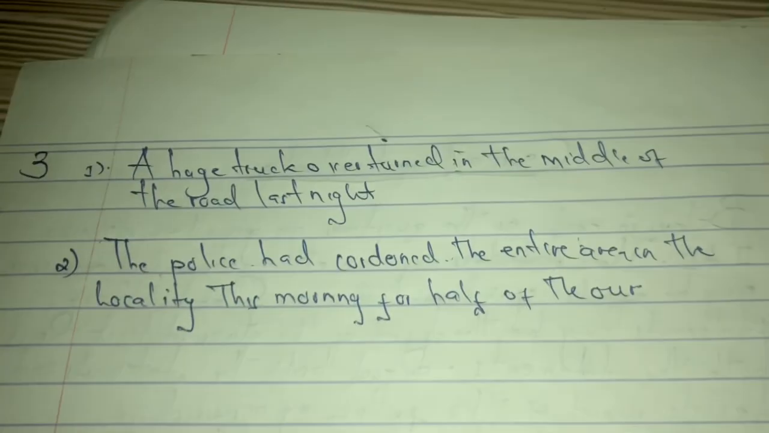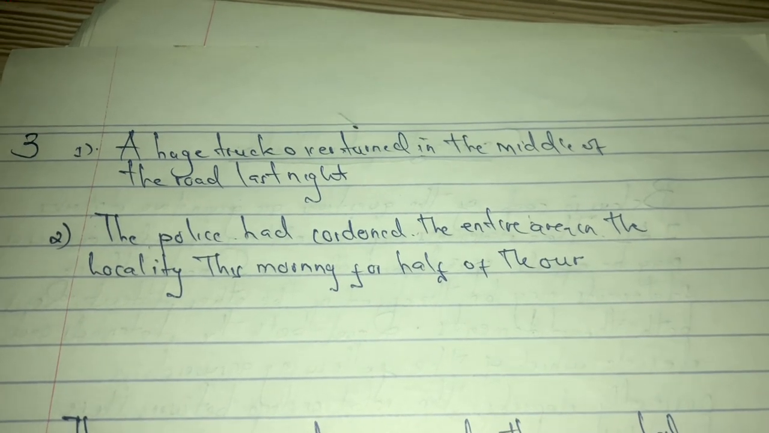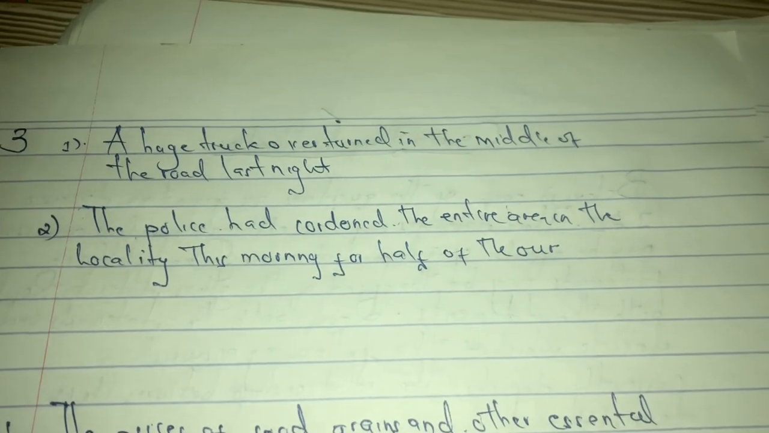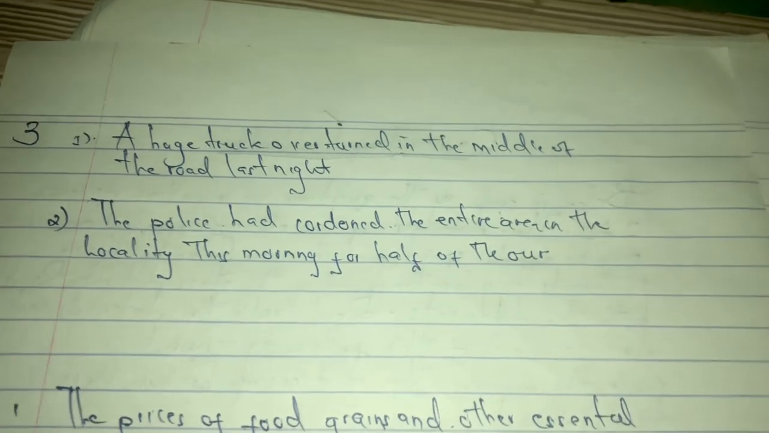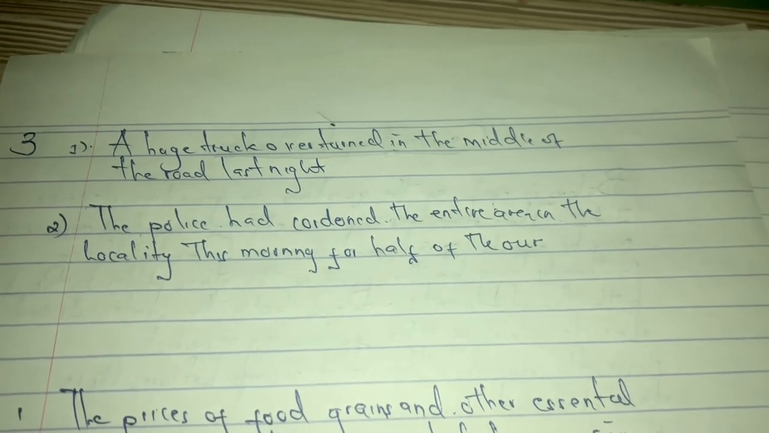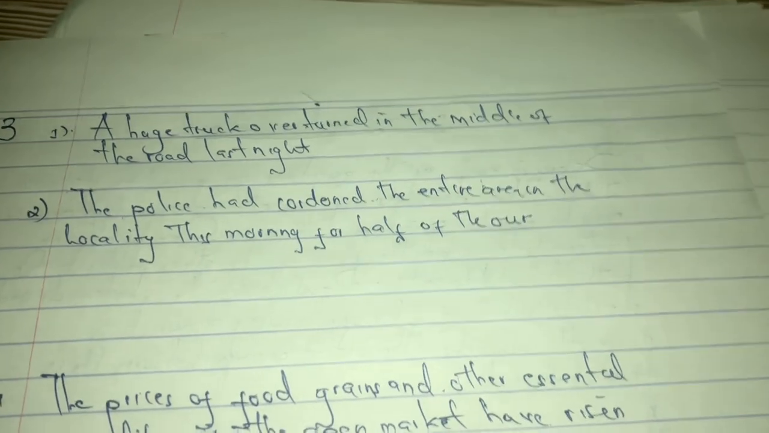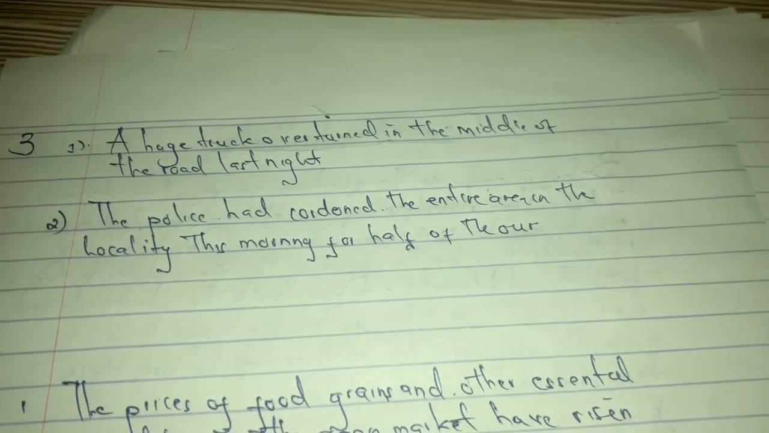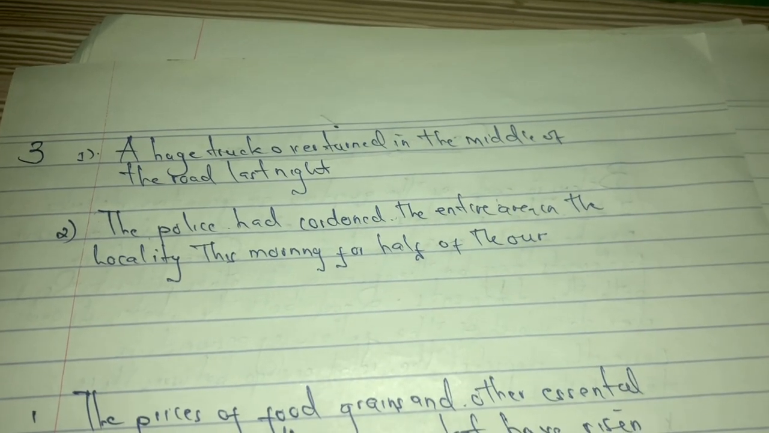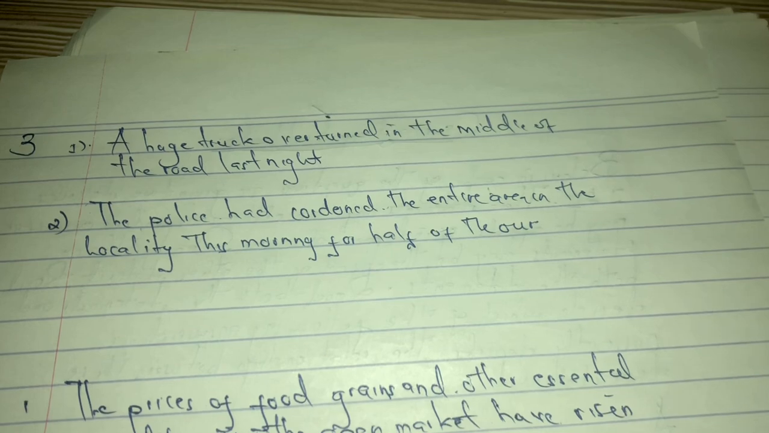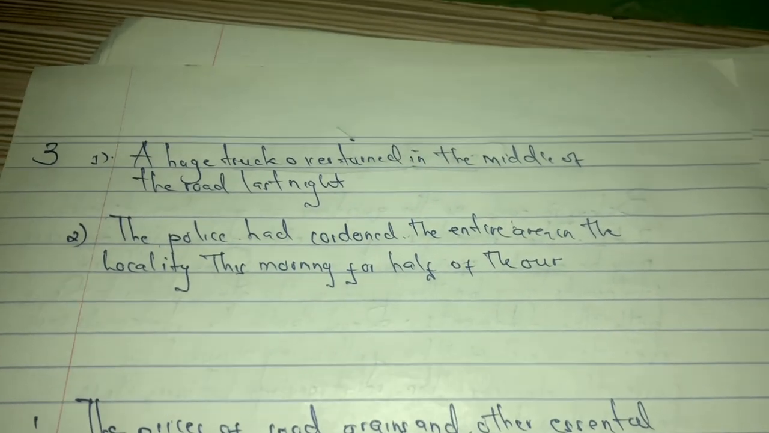Our next question is saying, number 3, a huge truck overturned in the middle of the road last night. Then they are saying the police had cordoned the entire area in the locality this morning for half an hour. So first of all, a huge truck overturned in the middle of the road last night. We have to know whether it is a cause or an effect. So a huge truck overturning in the middle of the road last night is actually a cause. It's not an effect of anything. It's just a cause that has happened.